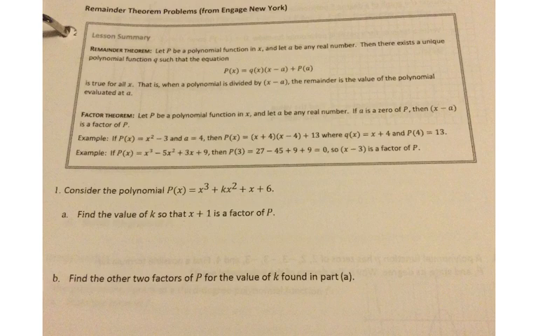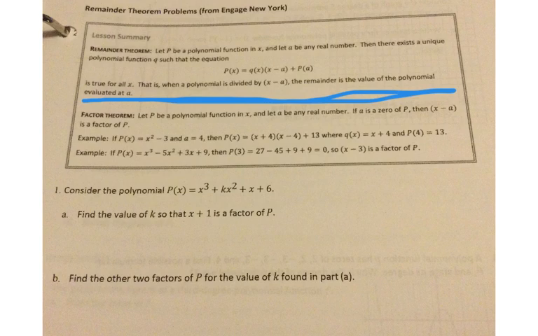That is, if a polynomial is divided by X minus A, the remainder is the value of the polynomial evaluated at A. So, again, all that at the beginning is very hard to understand, I would say. But right there, that sentence is the main one. When a polynomial is divided by X minus A, the remainder is the value of the polynomial evaluated at A.